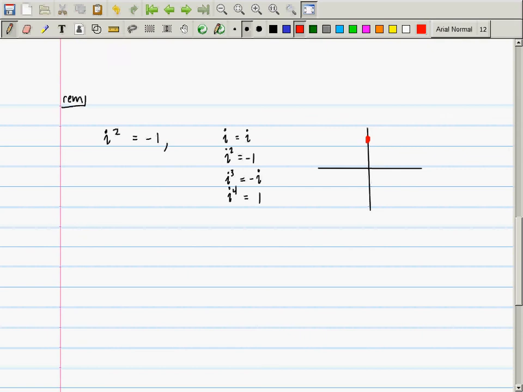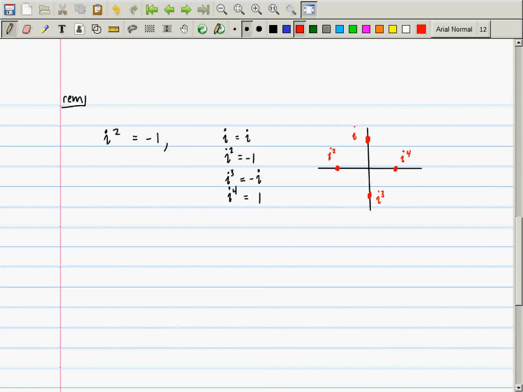Multiplication by I constitutes a rotation by pi over 2. This is I, and this is I squared, another rotation by pi over 2. This is I cubed, one more rotation right here. This is 1, so I to the fourth. That's what multiplication by I does. Its geometric action is rotation by 90 degrees.